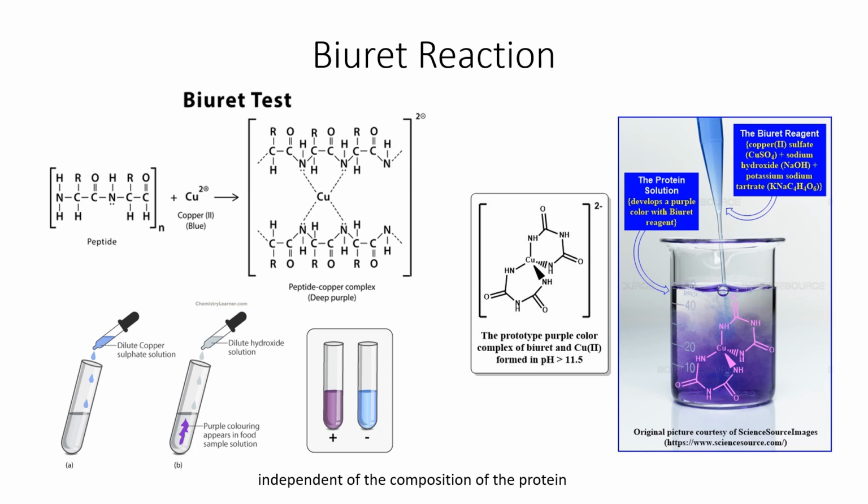The Biuret reaction with protein is independent of the composition of protein. Therefore, the protein composition is not a factor. Mainly, it's because the cupric ion interacts with the peptide bond.